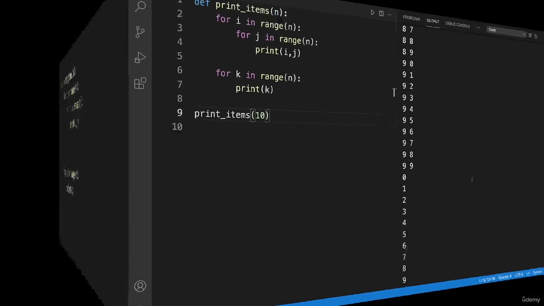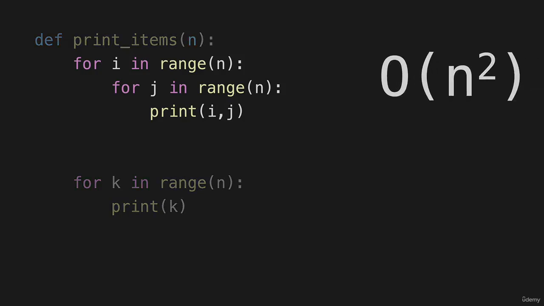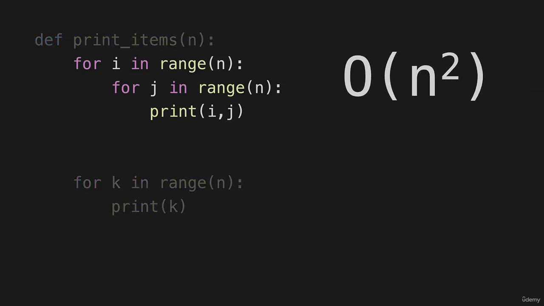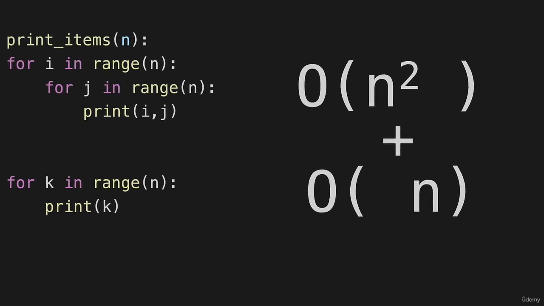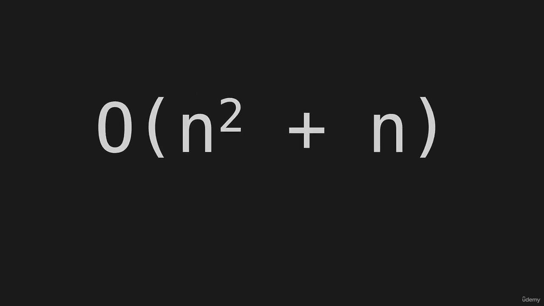Okay, so let's flip back. These nested for loops ran O of n squared times. This single for loop ran O of n times. And the total number of items that we output was O of n squared plus O of n. So we could write it like this, O of n squared plus n.